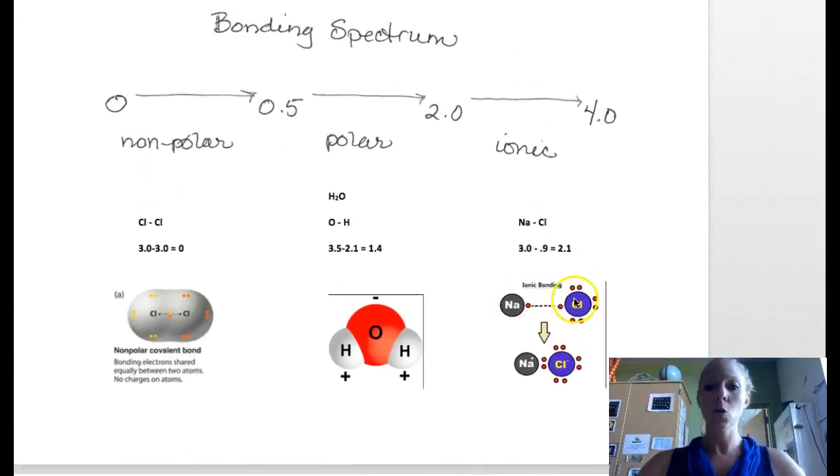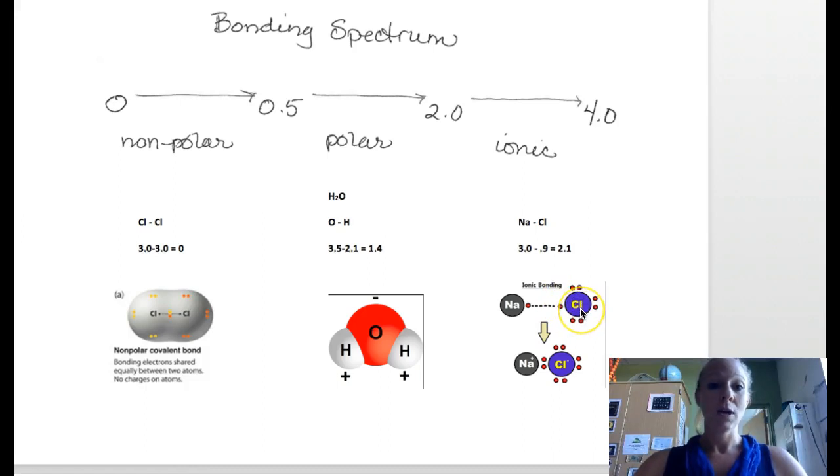Now, because the chlorine has such a greater affinity for the electrons, it's just going to steal it. It's going to grab it from the sodium, and so we're going to have two ions. Because sodium no longer has an electron, it's lost its negative charge, it's going to become a positive ion, or a positive 1 ion. And because chlorine now has an extra electron, it's going to be a little bit more negative. It's going to be a negative ion.